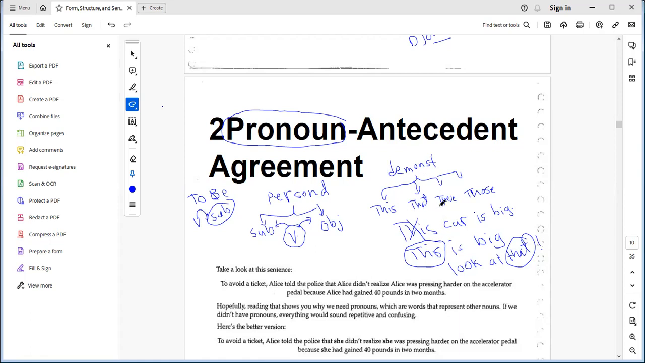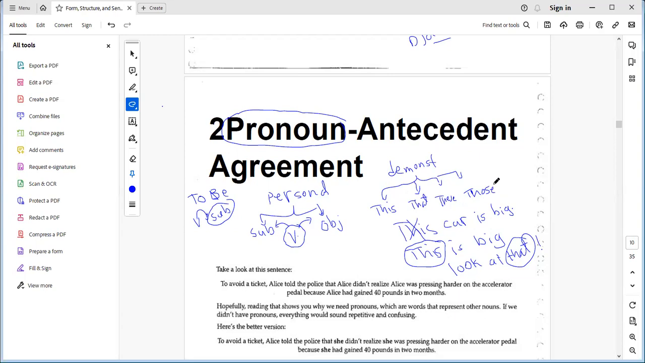This, that, these, those. Do you know how to lower your hand or do you want me to help you? I lowered it for you.